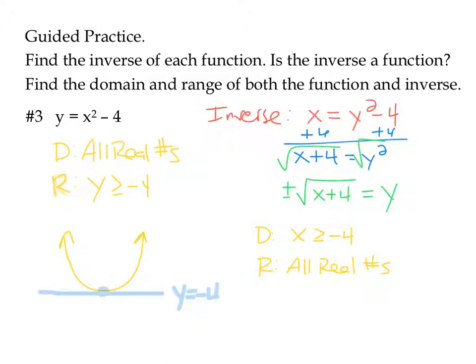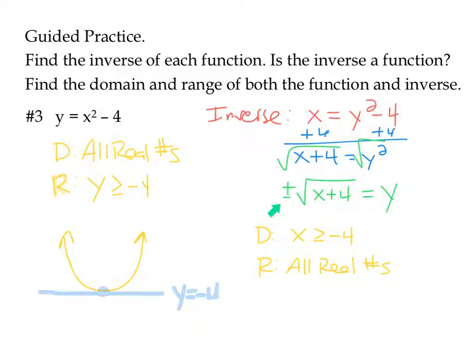Right? So let's see, we answer all the parts of the question. Find the inverse of the function. We found the inverse. This is the inverse of the function right here. Is the inverse a function? We actually didn't state that. We'll come back to that. Find the domain and range of both function and inverse. Domain and range of the inverse, domain and range of the function. We never stated if this inverse is a function as well.